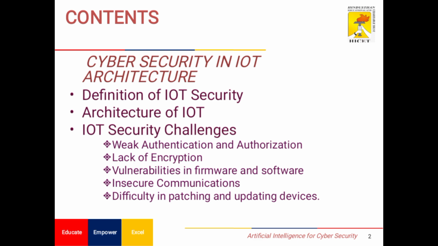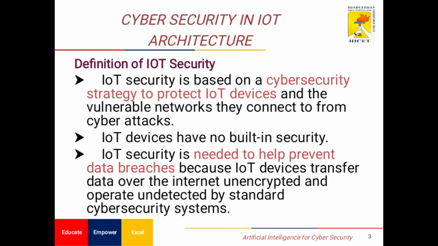I will discuss the definition of IoT security, the architecture of IoT, and IoT security challenges. Under the IoT security challenges: weak authentication and authorization, lack of encryption, vulnerabilities in firmware and software, insecure communication, and difficulty in patching and updating devices. So normally all of you know what is meant by IoT, Internet of Things. IoT means hardware, with many sensors. Using the sensors you gather the information. So how should the security of IoT be maintained?